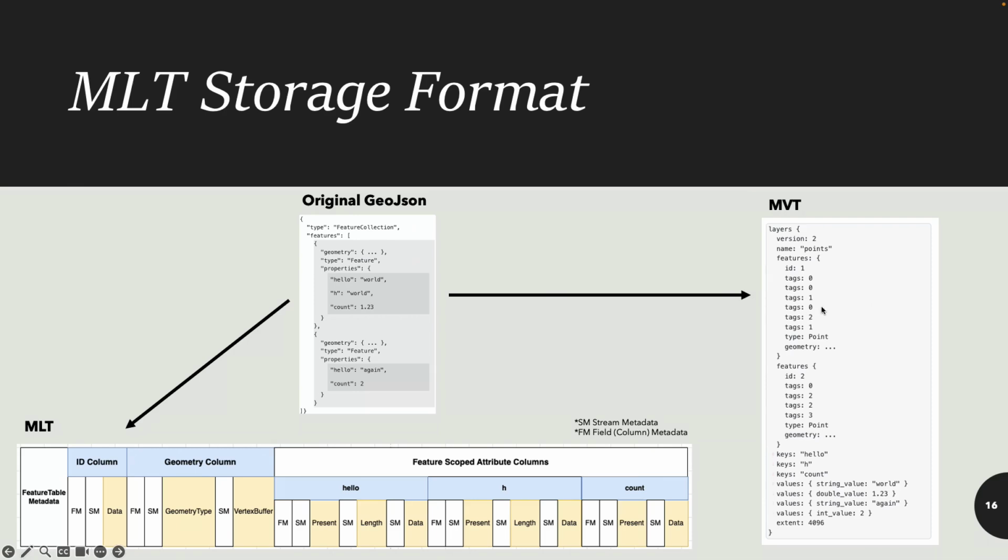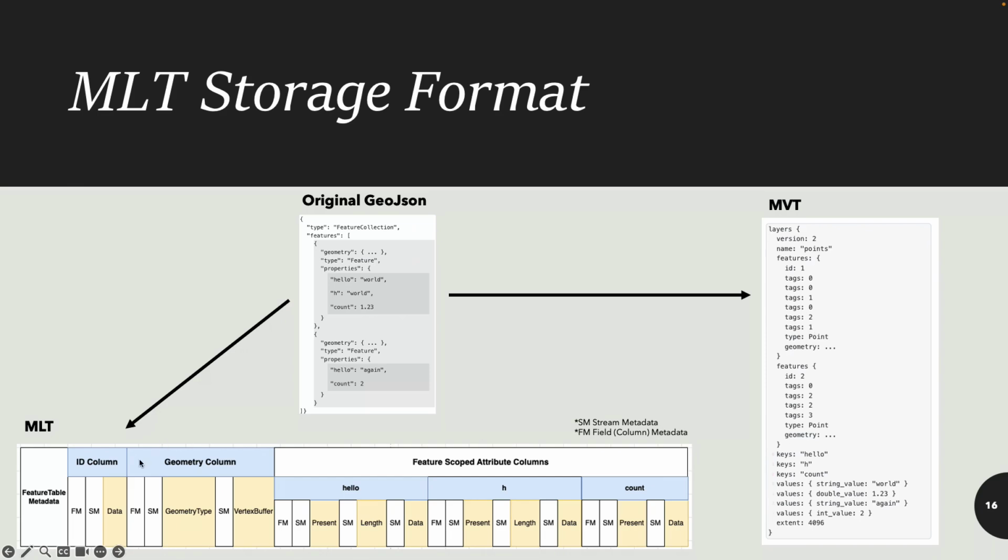In MVT, you have tags because everything is dictionary encoded. So for every layer, at the end, you have a dictionary for the values, and you just store references. But you can think of it like the different values are encoded one after another.